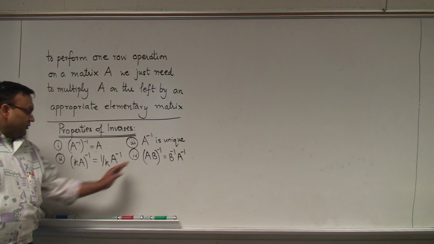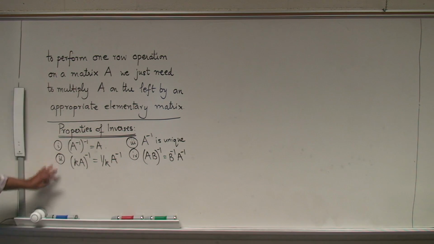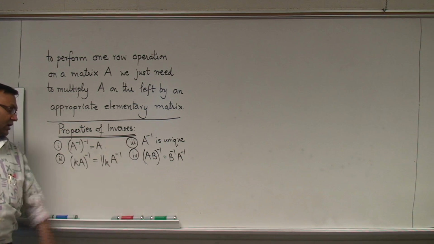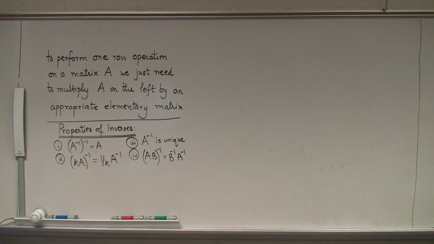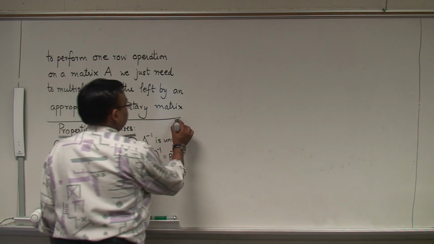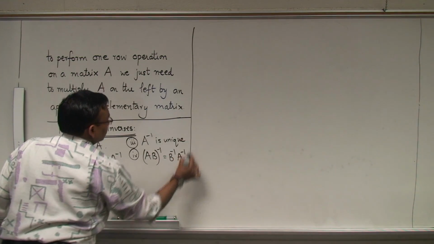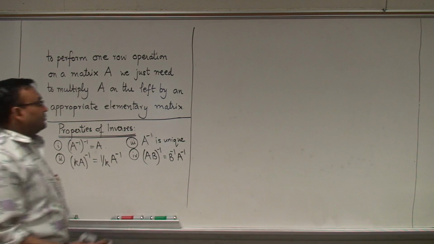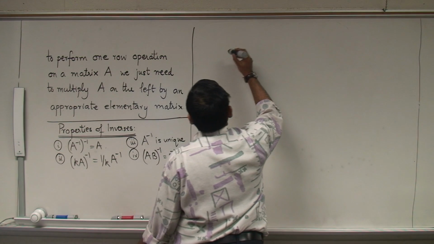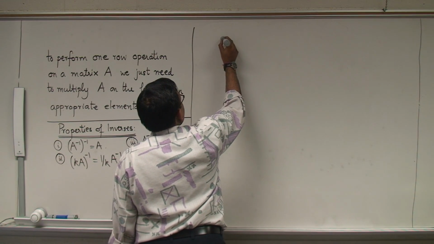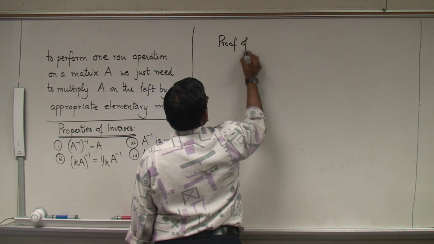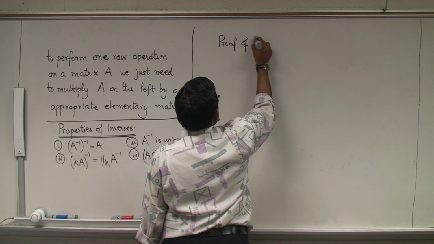Now, these two properties are obvious, and you can work out the details yourself. Regarding the uniqueness of the inverse, suppose I have two matrices claiming to be inverses, then I have to show you that they are both the same. This is a very typical uniqueness proof in math. You assume there are two things and then you show they're the same. So let me try proving the third property.